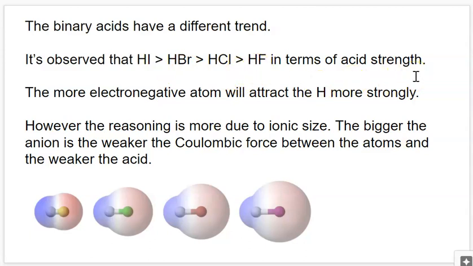And this seems kind of like the opposite trend of the oxo acids, because in the oxo acids, the stronger the electronegativity of the halogen was, the stronger the acid was overall. Whereas here, the one that is the least electronegative ends up making the strongest acid. And this does have to do with electronegativity.